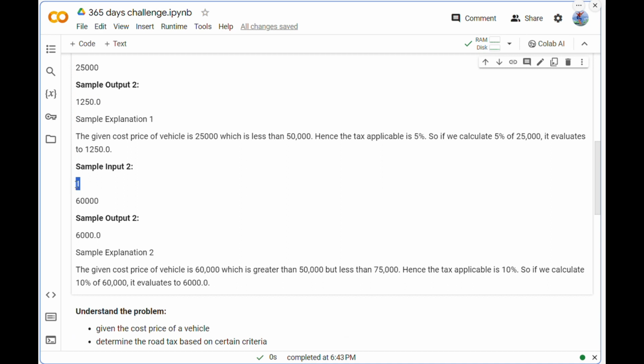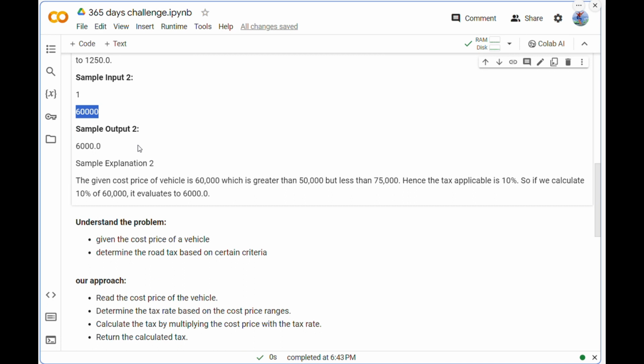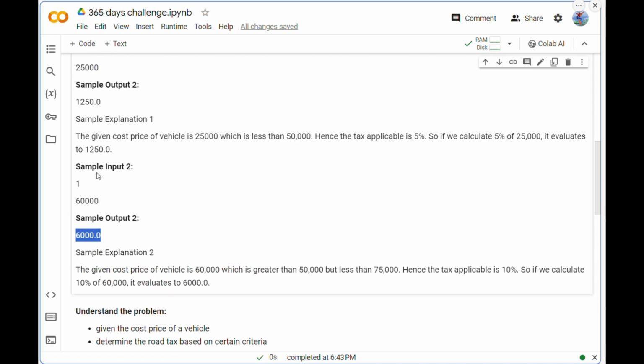Similarly, here we again have one test case and we give the value, let's say 60,000. Then it is greater than 50,000, so we need to pay 10% tax, right? So here 10% of 60,000 is 6,000. It's again in decimal, and one thing to note here is that we are getting only one decimal value, so we need to round it off to 1 decimal point. So that's what we need to note.